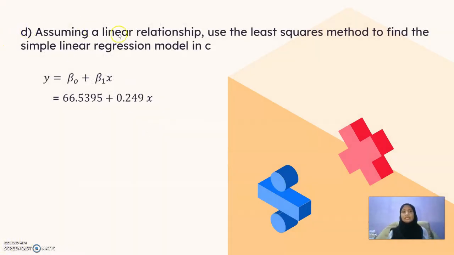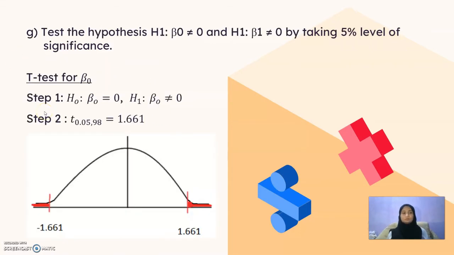Question D. Assume a linear relationship. Use the least squares method to find the simple linear regression model in C. From question C, we already calculated the simple linear regression model. So this is the answer.